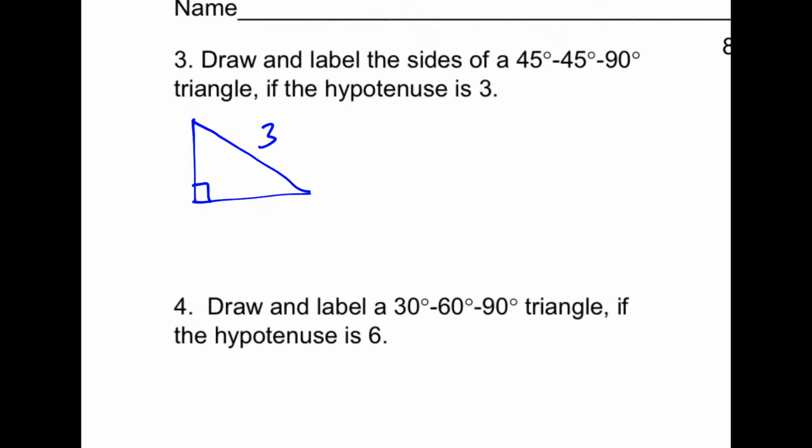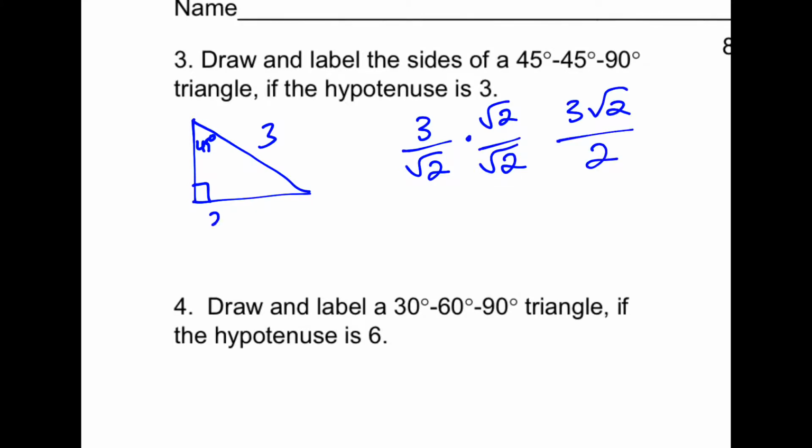Number 3. Here's a 45, 45, 90 triangle. Since the hypotenuse is 3, to find the leg, I'm going to divide by the square root of 2, which means I have to rationalize the denominator, which means I end up with 3 root 2 over 2. So I can write that over here and over here for the two legs.